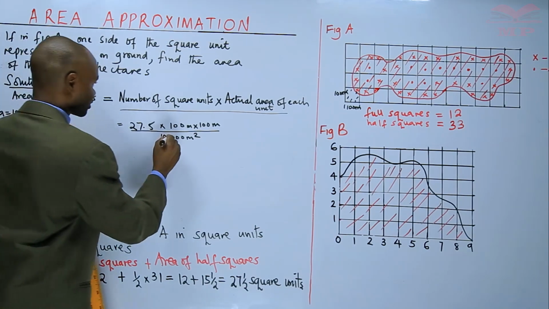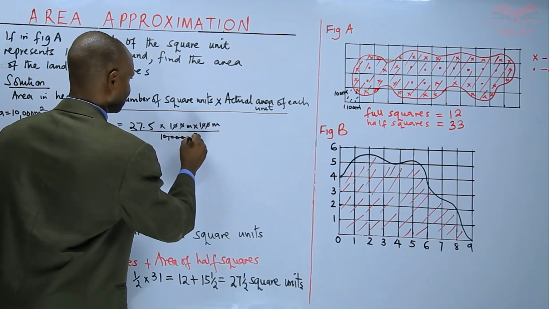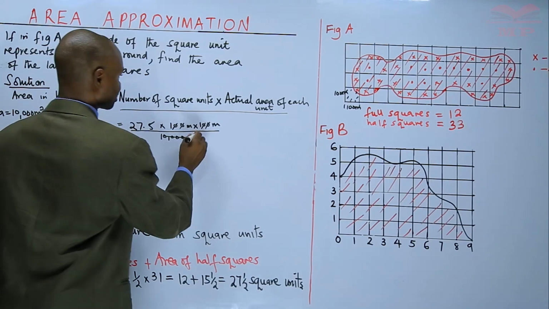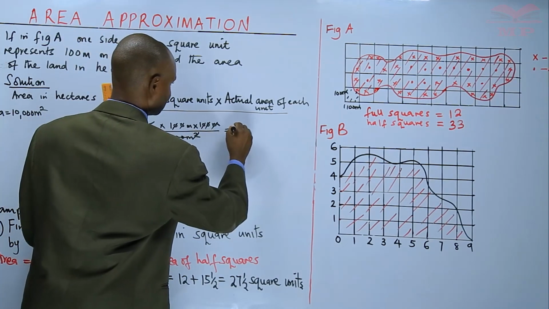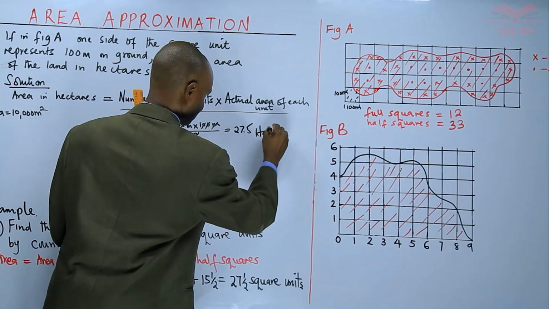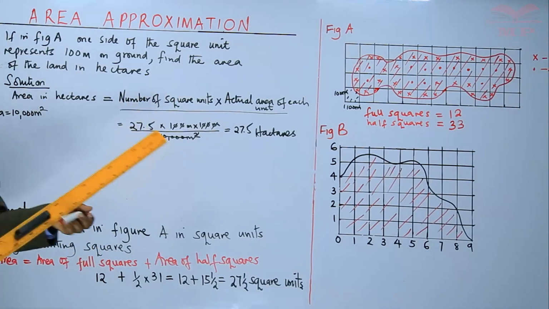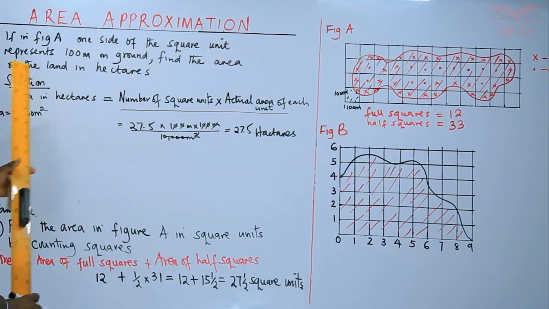So those zeros, you'll find them cancelling out. The meter squared with the meter squared. So I'll get 27.5 hectares. So you see, we've gone a notch higher by applying what we've learned to get the area.